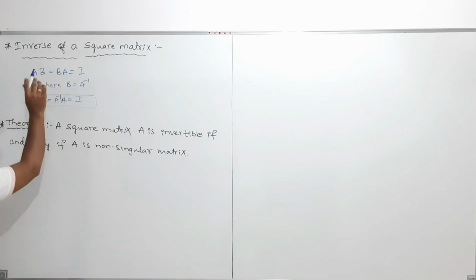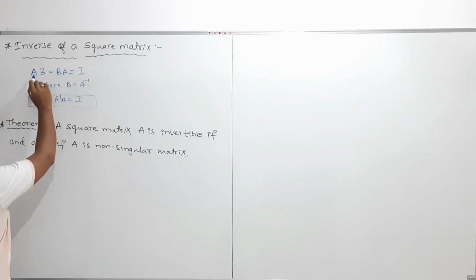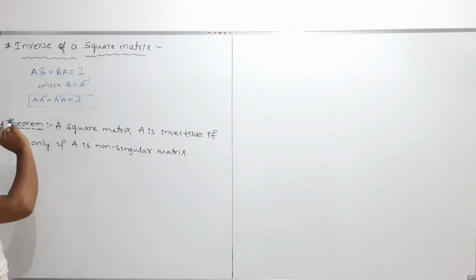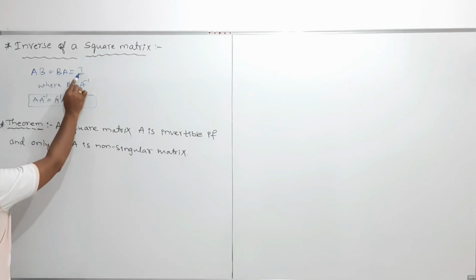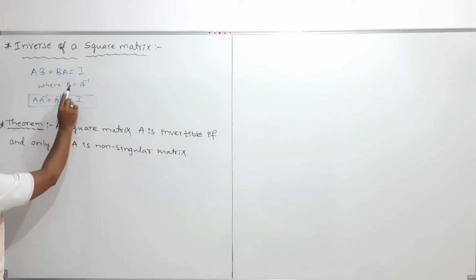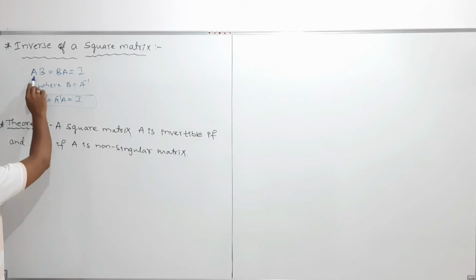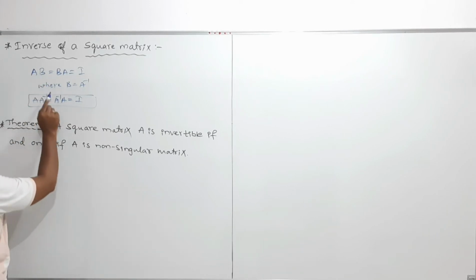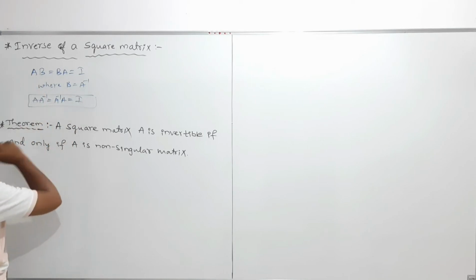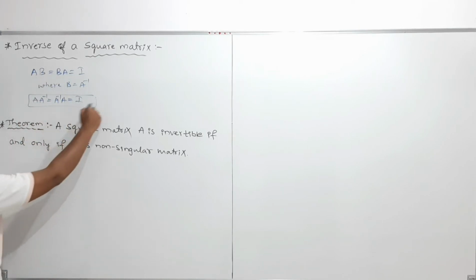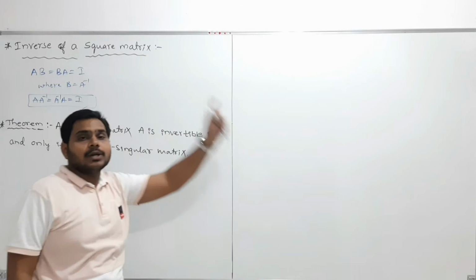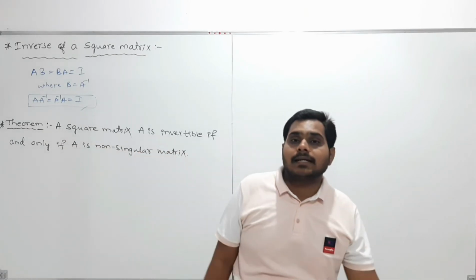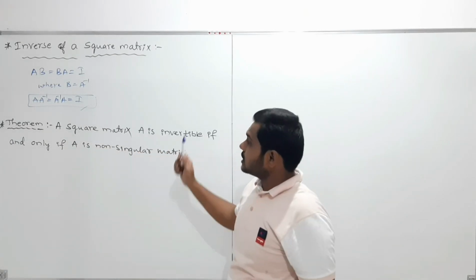So my dear students, please remember. If A is any matrix, and there exists another matrix B such that AB equals BA equals I, then B is called the inverse of A, or else A is the inverse of B. So this B is nothing but A inverse. Clear? So this is the inverse of a square matrix. This concept we already discussed in the earlier classes. Clear? And now the next theorem we have.